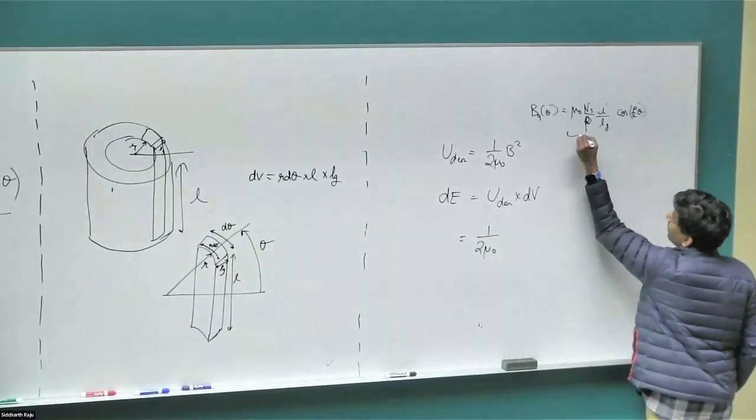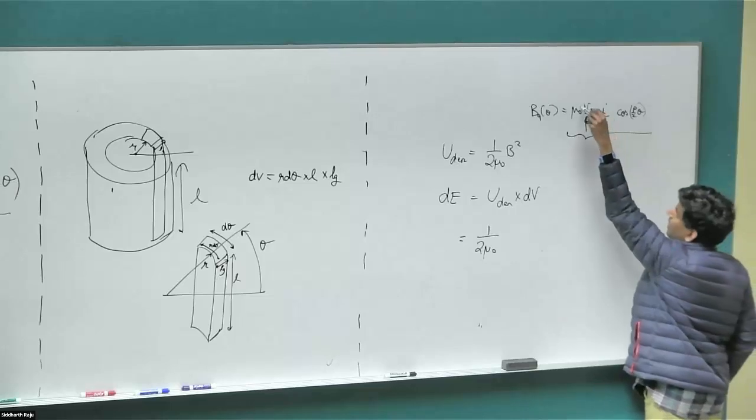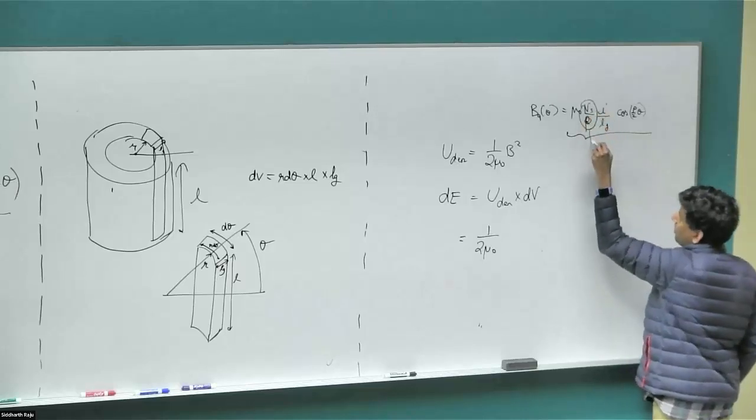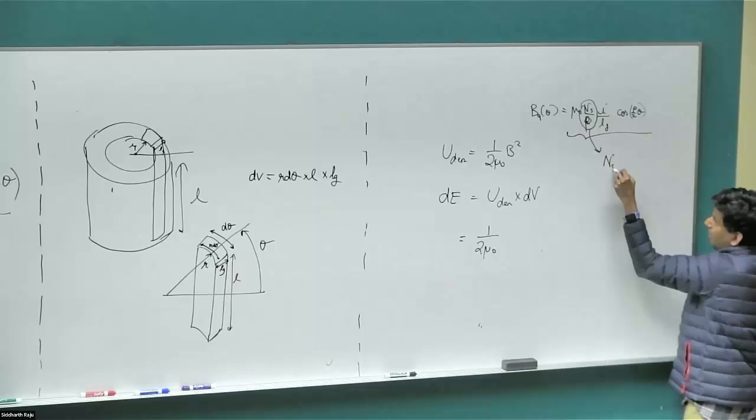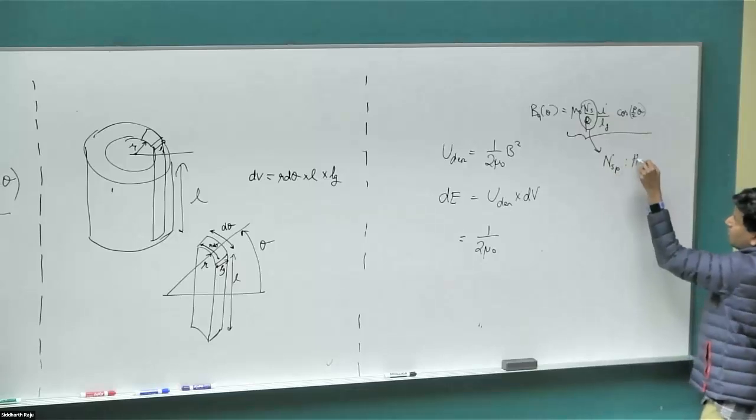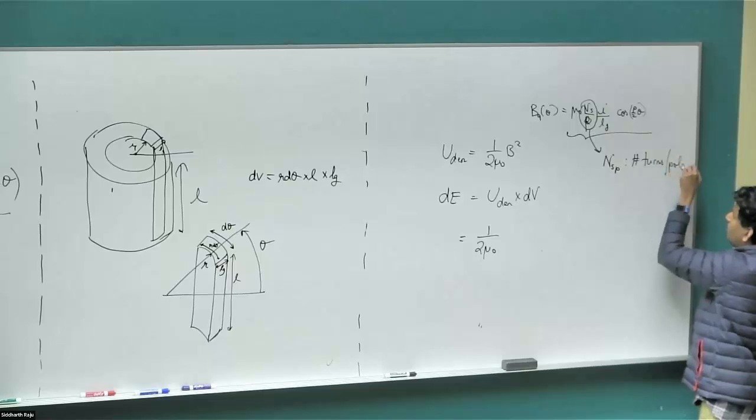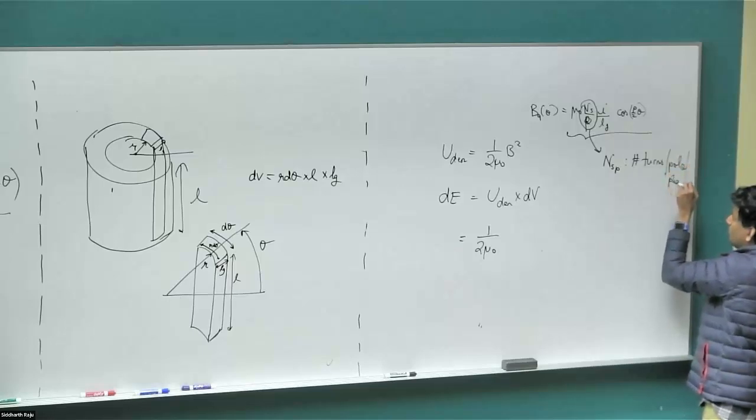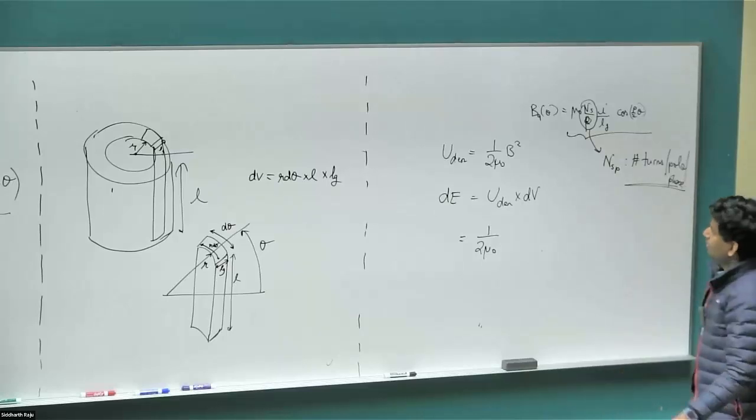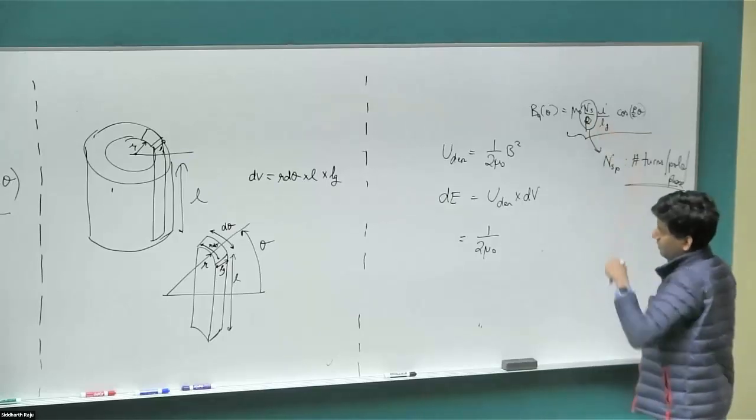So this is our B of theta. Instead of writing ns divided by p every time, I'm going to introduce a new term, nsp, which is the number of turns per pole, per phase. So that I don't have to do ns divided by p every single time.